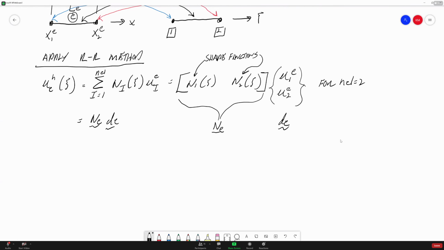So the e superscript just means element? Yeah. So we can write this as u e of xi is equal to this N e d e. Let me clean this up.